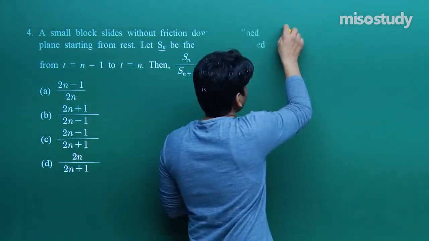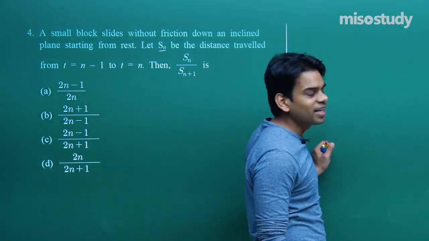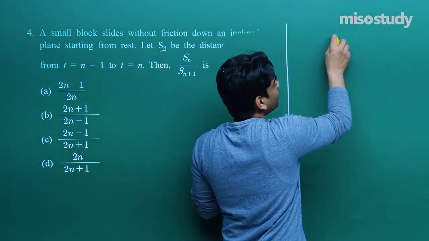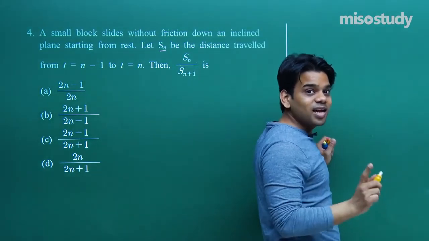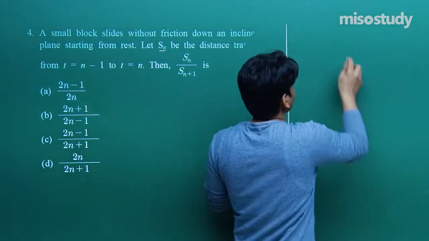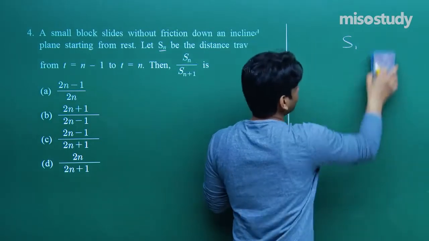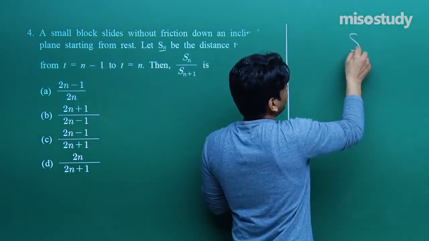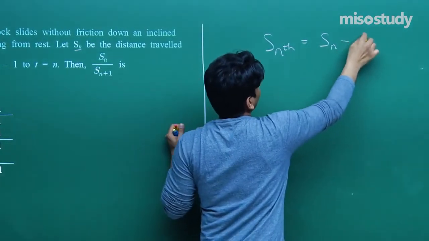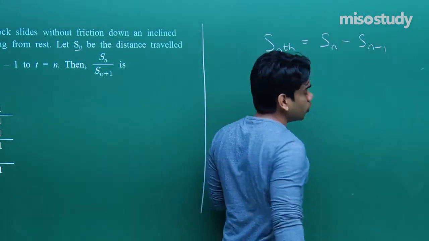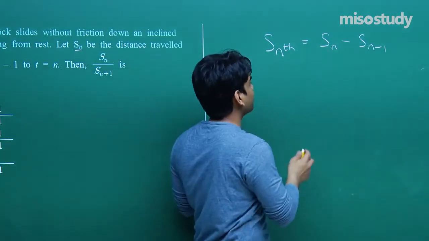See here everyone, this is why I'm doing this, because you may forget how to find out the distance traveled in nth second. So distance traveled in nth second will be distance traveled in n seconds minus distance traveled in n minus 1 second. So distance traveled in nth second, that is Snth, is equal to Sn minus Sn minus 1. I am just showing you how, if you forget, you can reach the formula instantly in the examination.